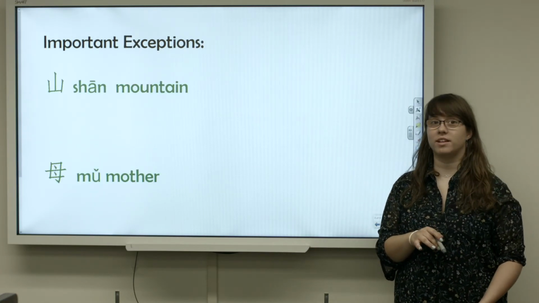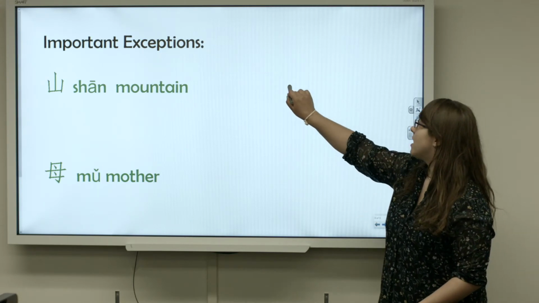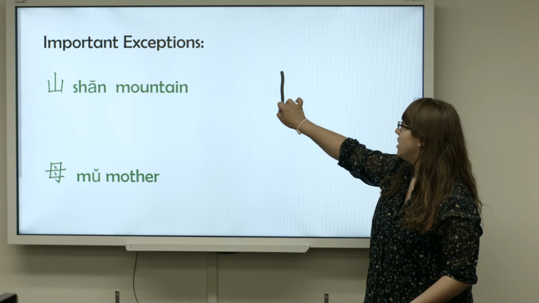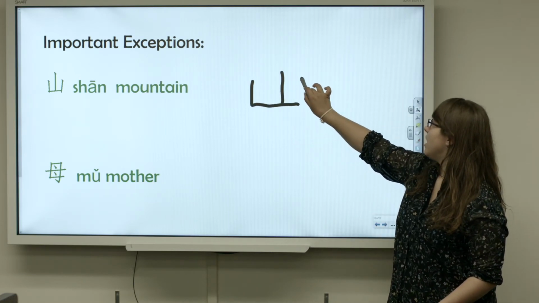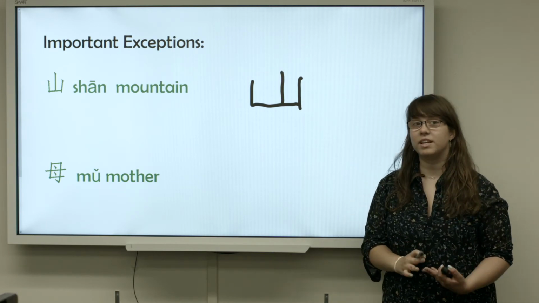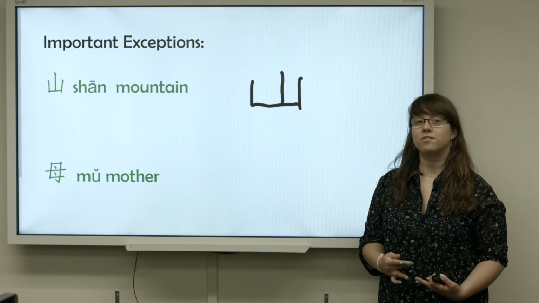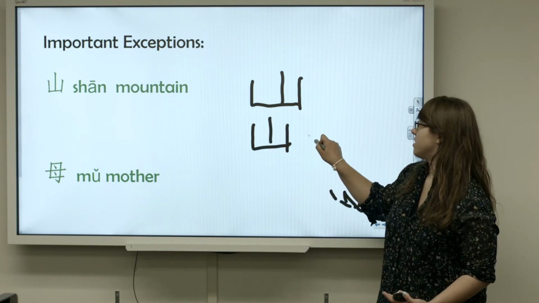Now we have some important exceptions. The first being shan. We write what's inside the box first, and then a shu, zhe, and then close the box. This isn't really an exception to the Fedex rule, but a lot of students tend to write it like so, which is not correct.